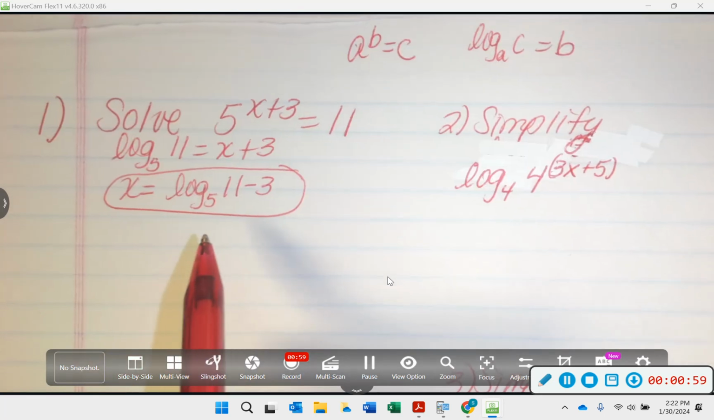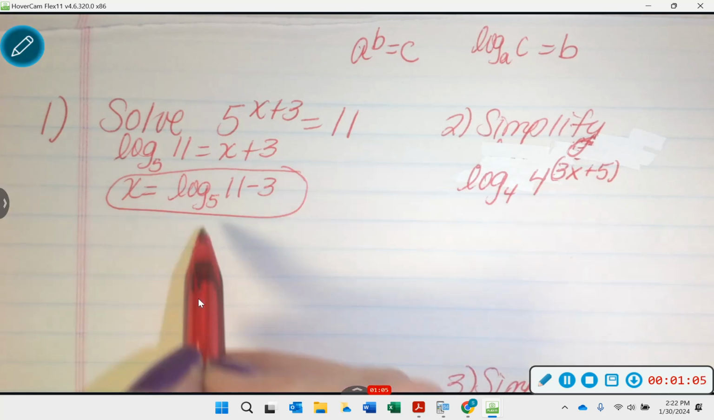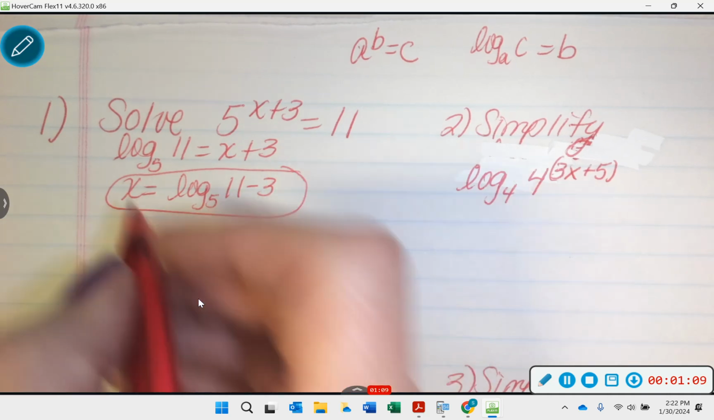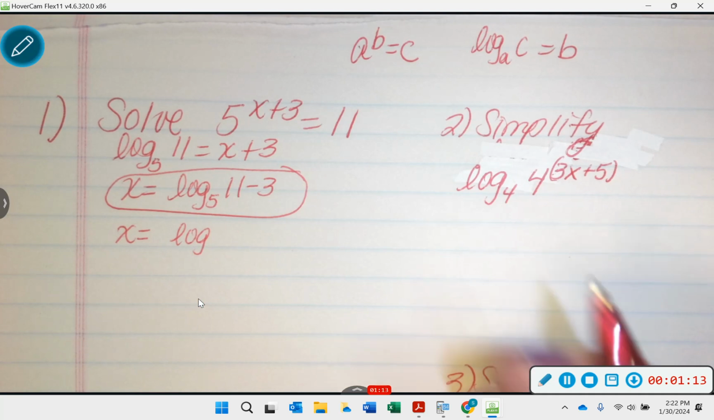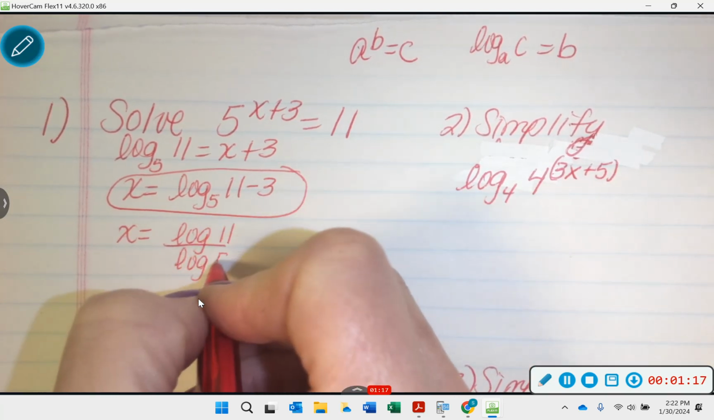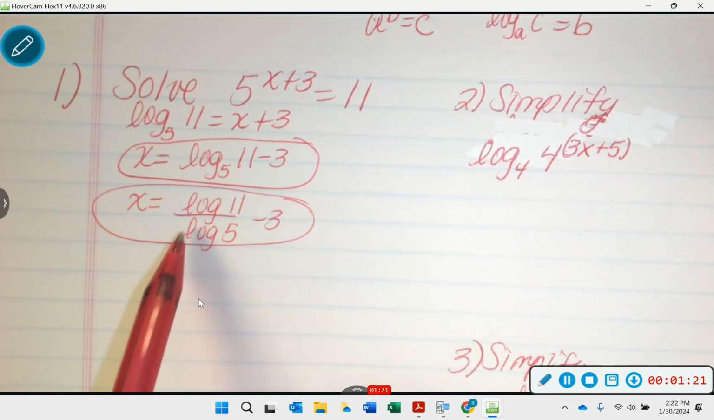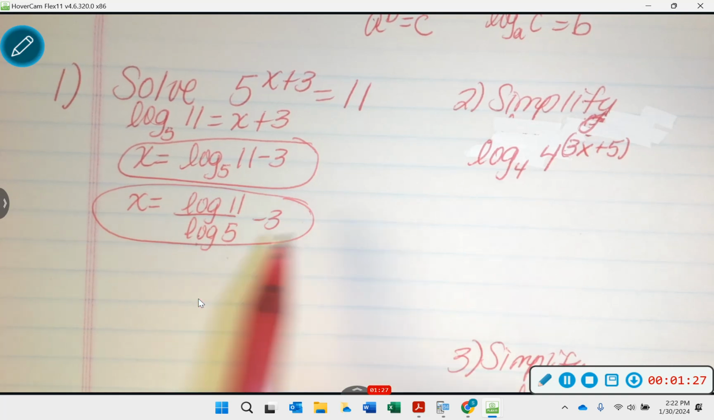Great. I also want you to remember our change of base formula. Do you remember how we can change this into any base we want? So another way this answer could be written would be, if I use base 10, log 11 over log 5 minus 3. So if somebody gave me this answer on a test, I'd have to accept it. It's the same thing, right? Remember by change of base formula.